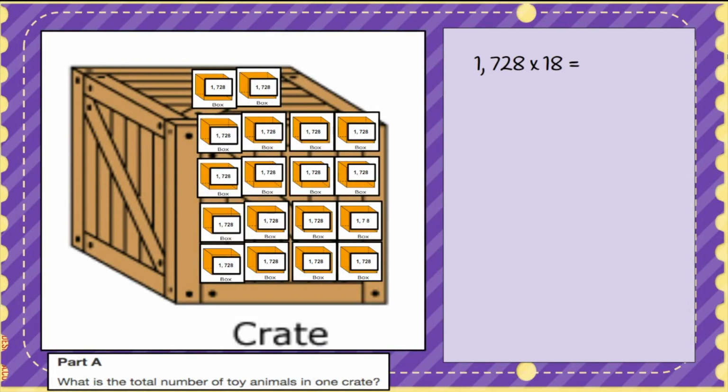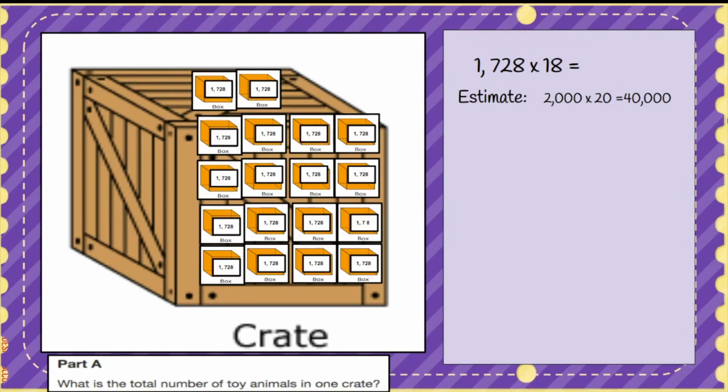Now that we know our equation, let's start with an estimate. 1,728 is close to 2,000, and 18 is close to 20. So using the equation 2,000 times 20, which equals 40,000, that's going to be our estimate for this problem. This time, I'm going to decompose 18 so I can multiply by 10 and then use partial products to solve.